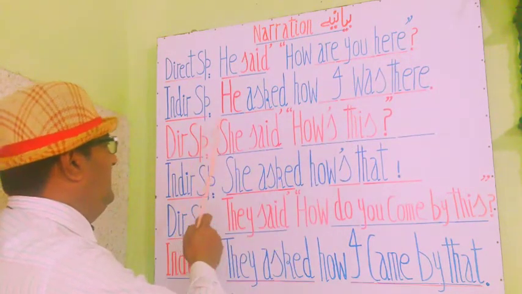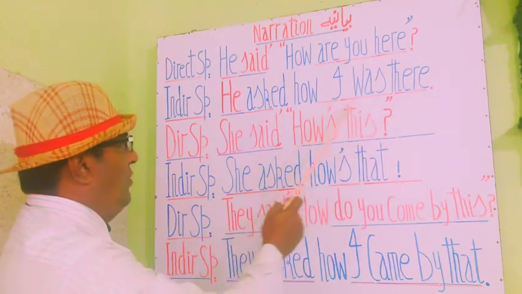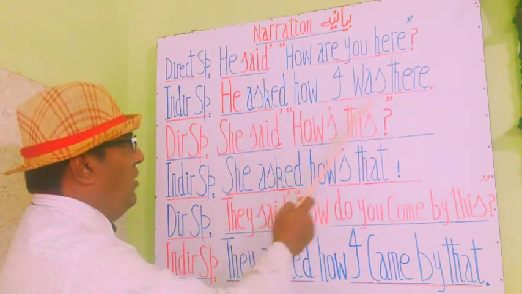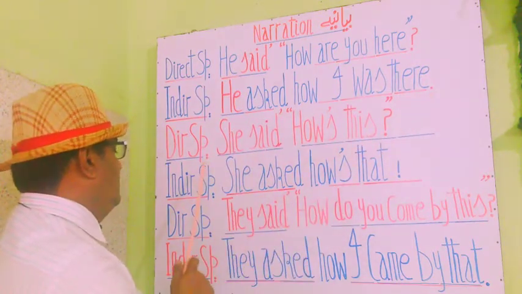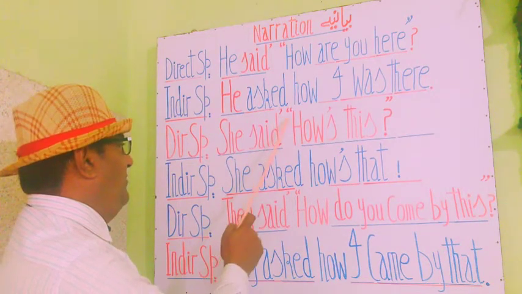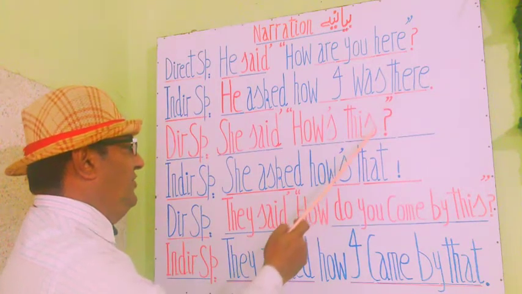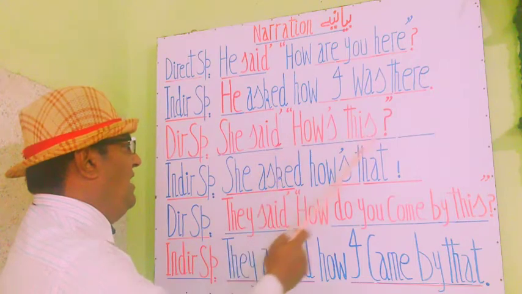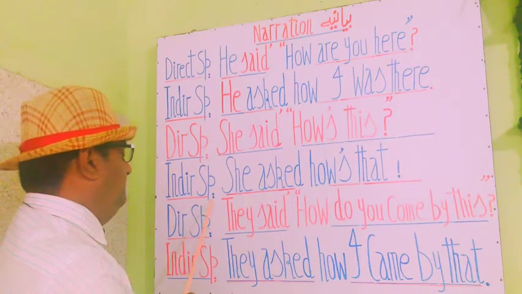And let's see its change. He asked how I was there. Let's see the next direct statement. She said, comma, inverted comma, start, how's this? Commas close, interrogative sign. She said, how's this? Let's see its change into indirect speech.